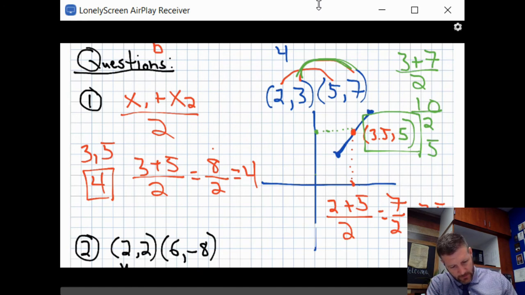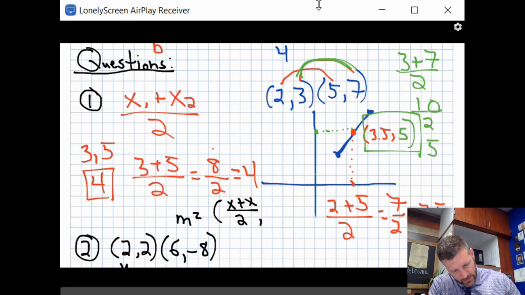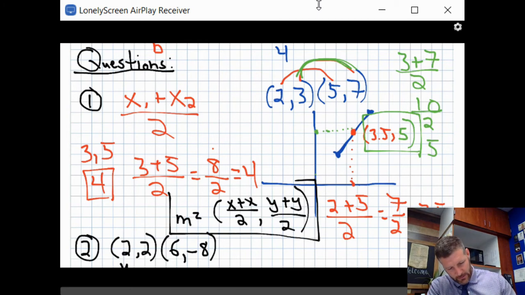Let's try to define this. We could say something like this. The midpoint equals x1 plus x2 divided by 2, comma, y1 plus y2 divided by 2. That is our midpoint formula. Sorry, I kind of ran out of room there. I had to squeeze it in. But that's what we basically did.